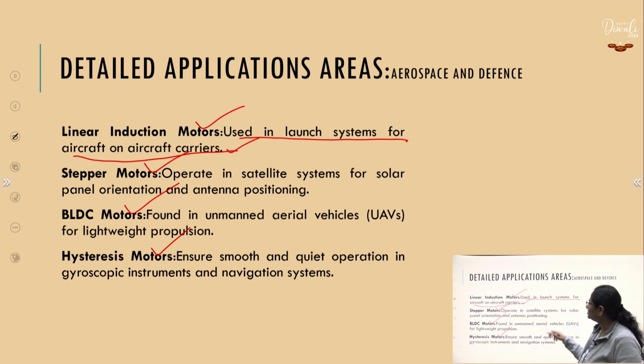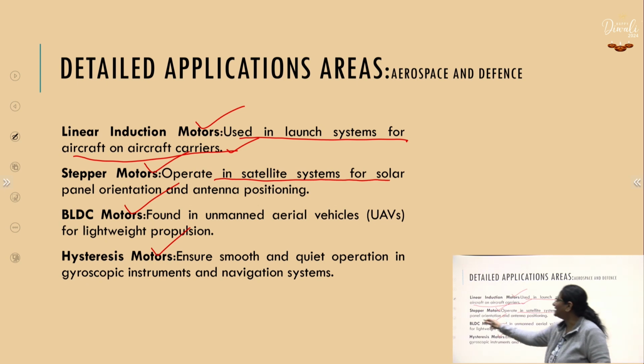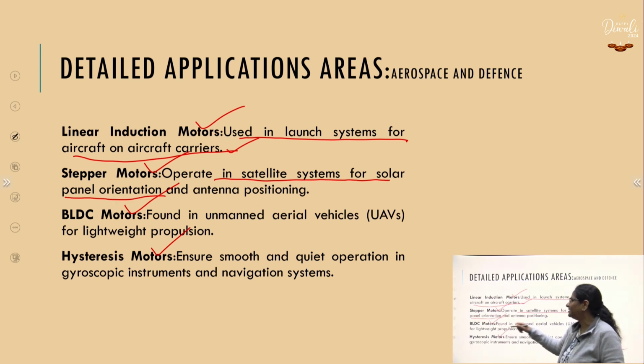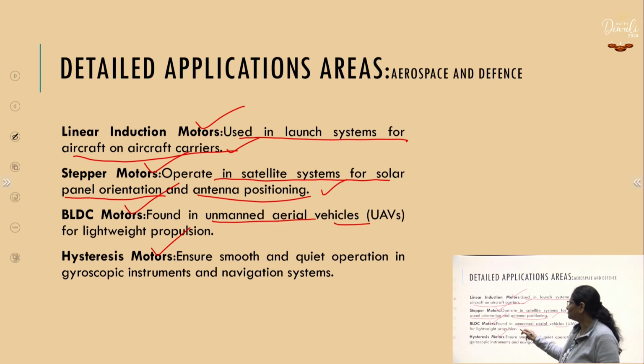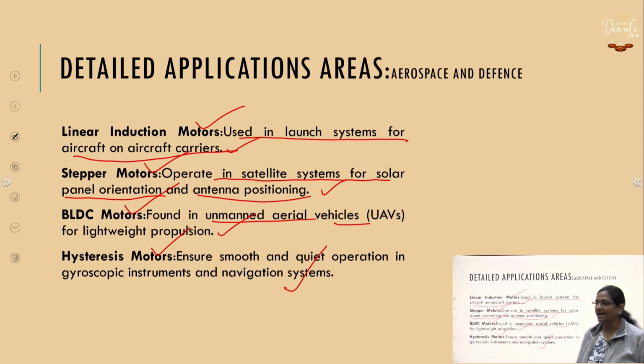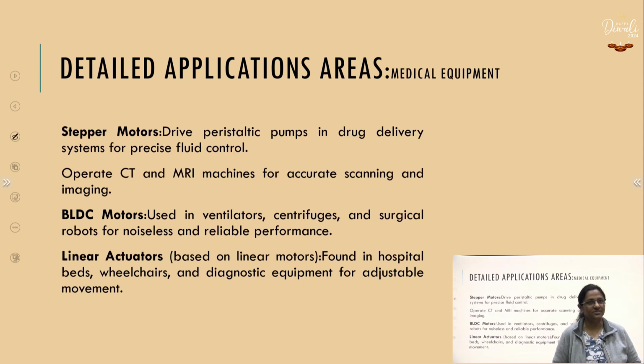Then stepper motors operate in satellite systems for solar panel orientation, basically for solar tracking, and antenna positioning. BLDC motors are found in unmanned aerial vehicles and drones for lightweight propulsion. Hysteresis motors ensure smooth and quiet operation in gyroscopic instruments and navigation systems.